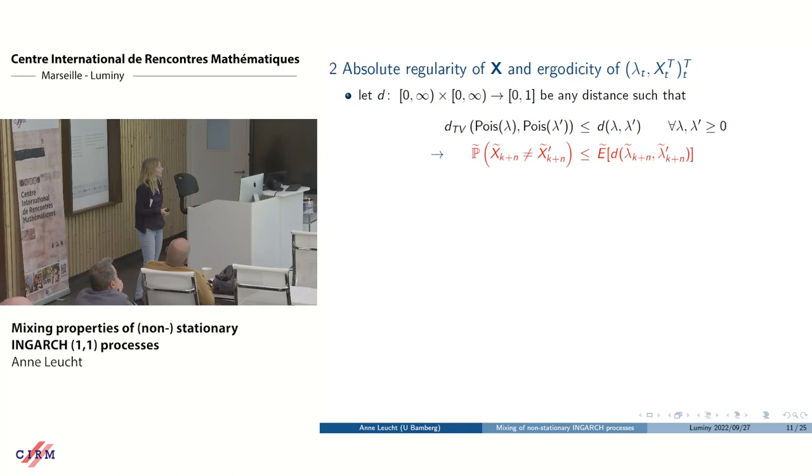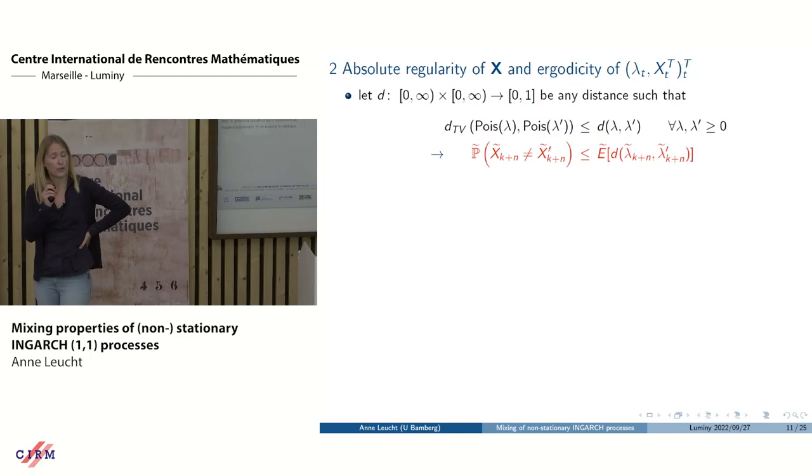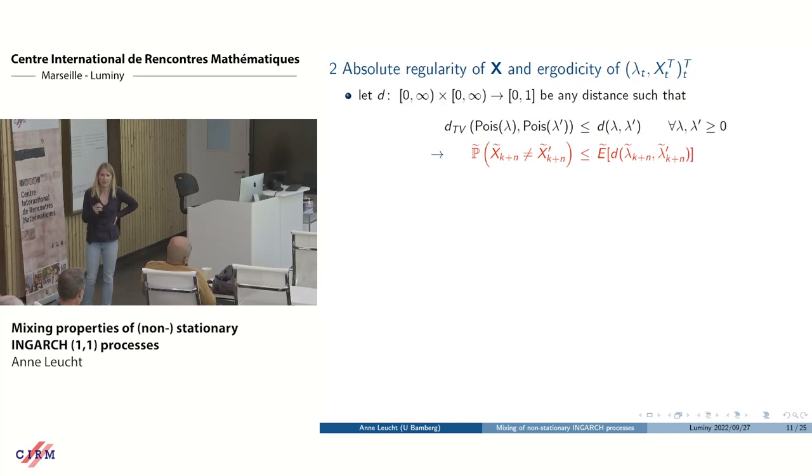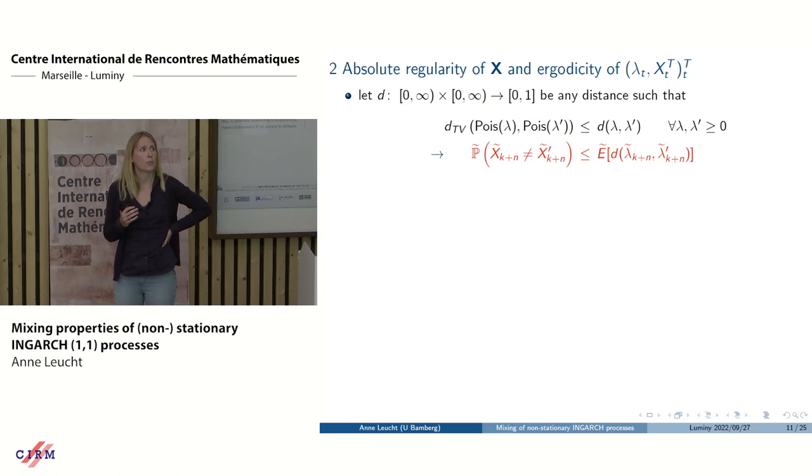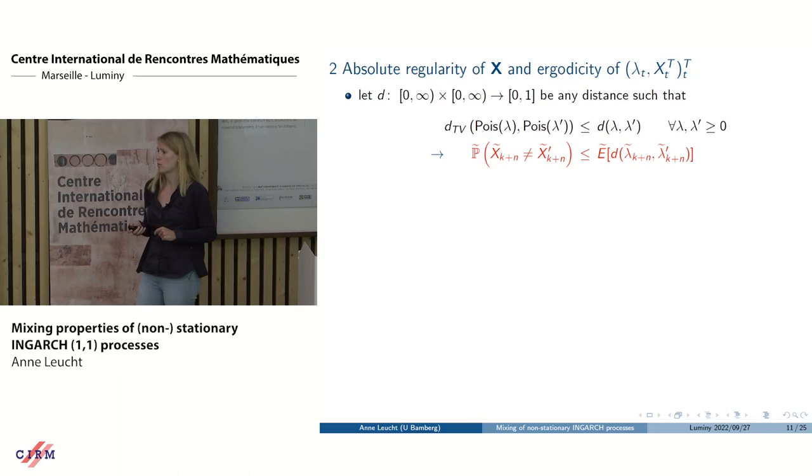We have an assumption that I will comment on later on. So assume that you can bound this total variation distance of the measures of these different lambdas by just the distance between the lambdas, for some kind of distance. And there are these distances, but I will speak about this a little later. Then we can find an upper bound of the red term, the probability of X_k with and without prime being different from each other, by just taking the expectation of the distance of the lambdas with and without prime.